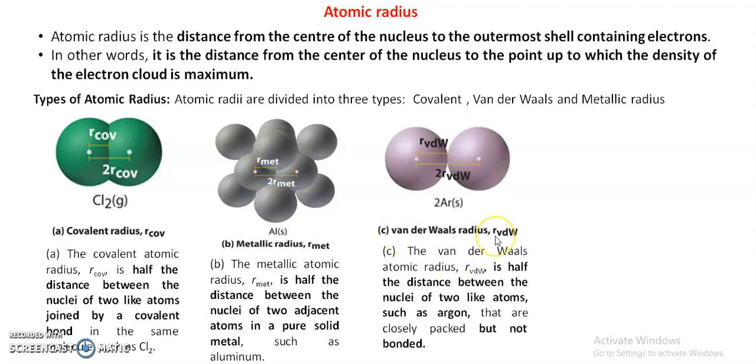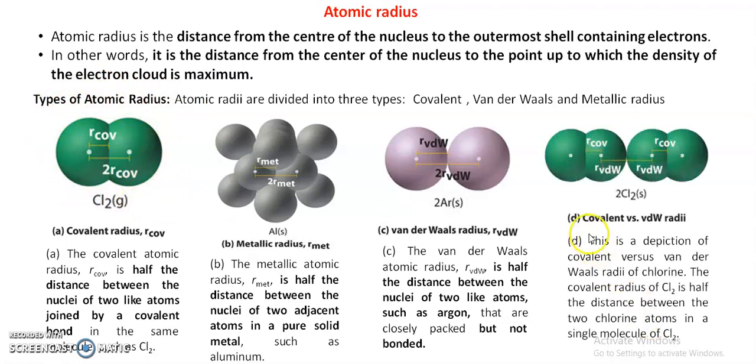Next is van der Waals radius. Van der Waals radius is half the distance between the nuclei of two like atoms, such as argon, that are closely packed but not bonded. Here we can see two atoms of argon. They are closely packed but non-bonded. In covalent radius, these are covalently bonded. Two chlorine atoms are covalently bonded.